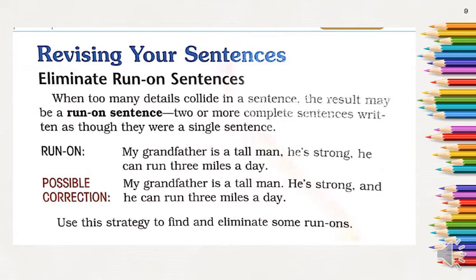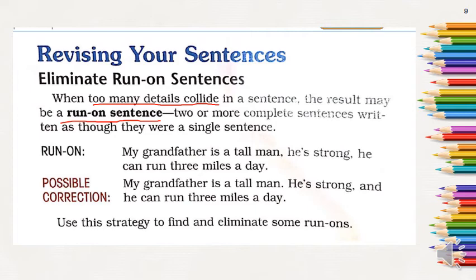Many students write run-on sentences and they think that they write awesome paragraphs while they have a big fatal mistake, run-on sentences. When too many details collide in a sentence, the result may be a run-on sentence. This is a grammatical mistake. Two or more complete sentences written as though they were a single sentence.